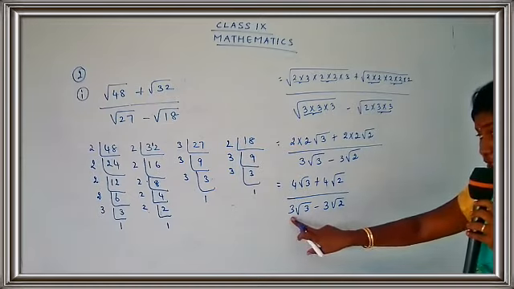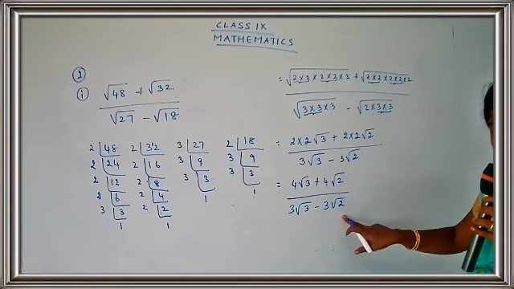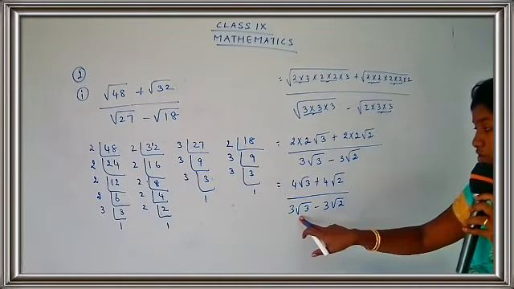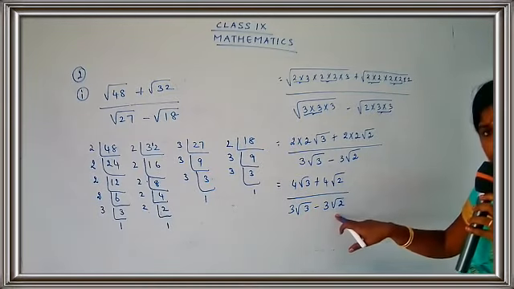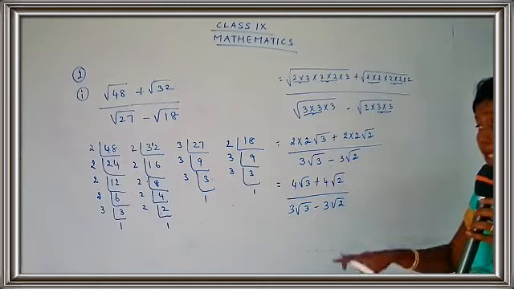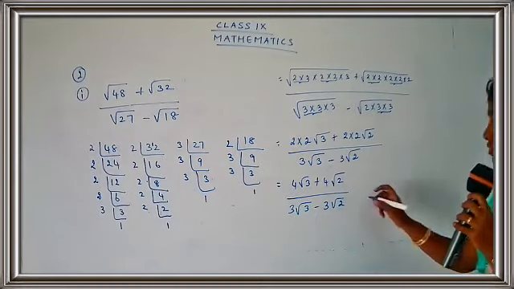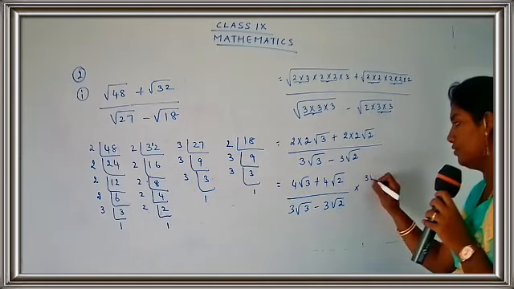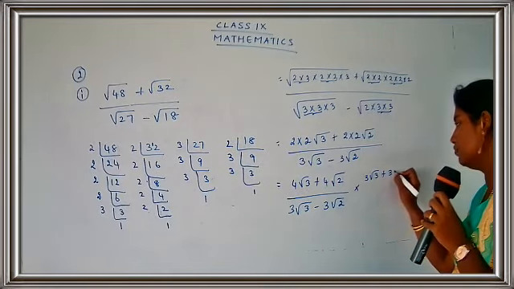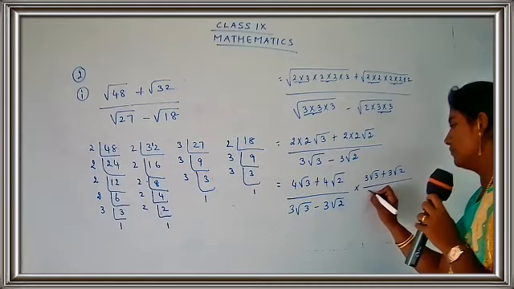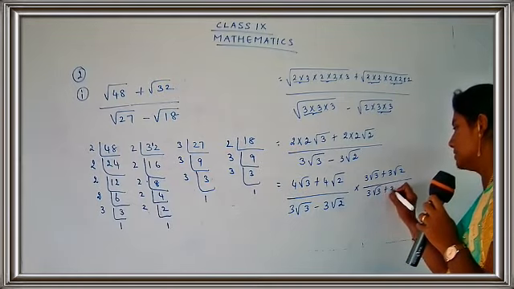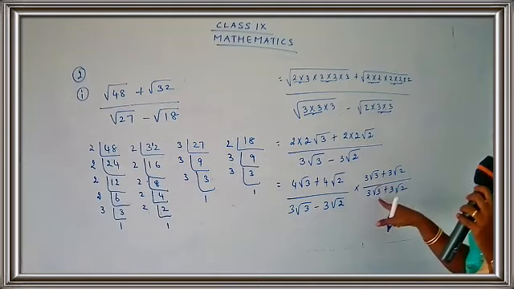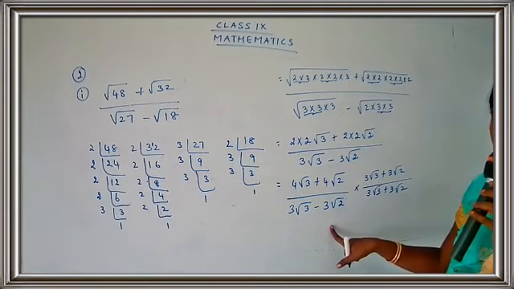So what is the conjugate of 3 root 3 minus 3 root 2? Conjugate means you have to change the middle sign. It is 3 root 3 plus 3 root 2. So you have to multiply and divide by it. You get 3 root 3 plus 3 root 2 upon 3 root 3 plus 3 root 2. So what we have done? We have multiplied and divided by the conjugate of the denominator.